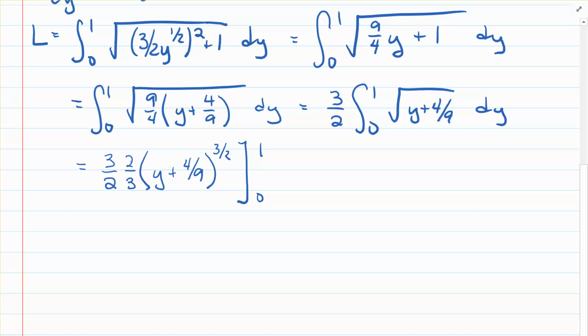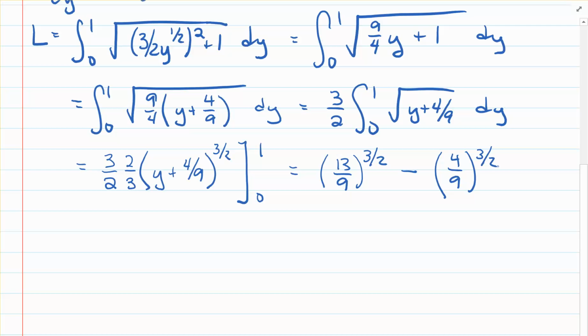Oh, this is really nice. The coefficients are all canceling. And I just have, well, let's plug in the 1. So I have 1 plus 4 ninths. 9 ninths plus 4 ninths is 13 ninths raised to the 3 halves power, minus, plug in 0, and I just get 4 ninths raised to the 3 halves power.